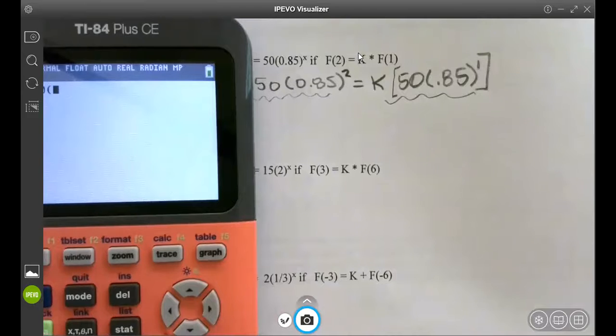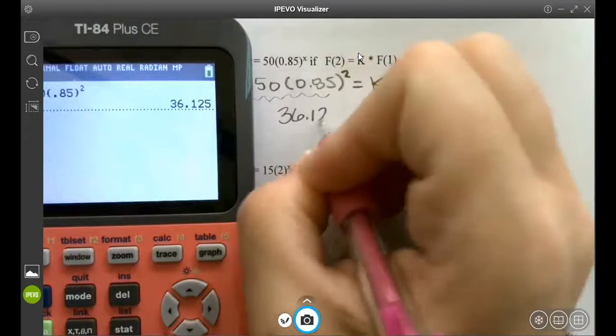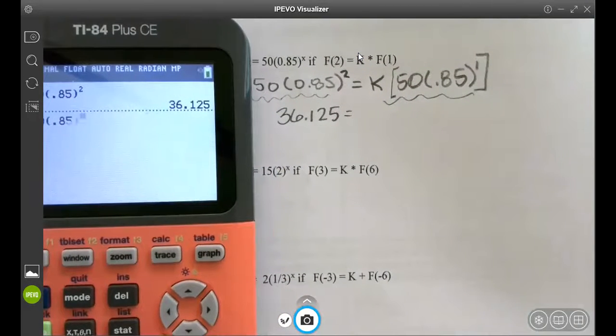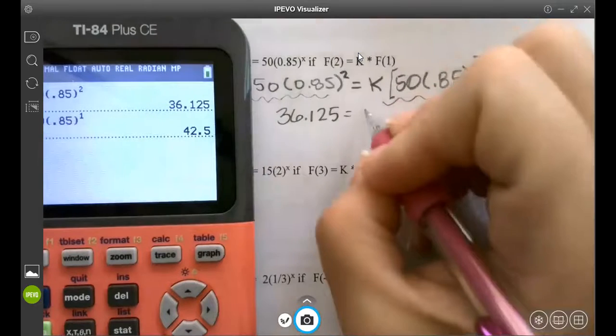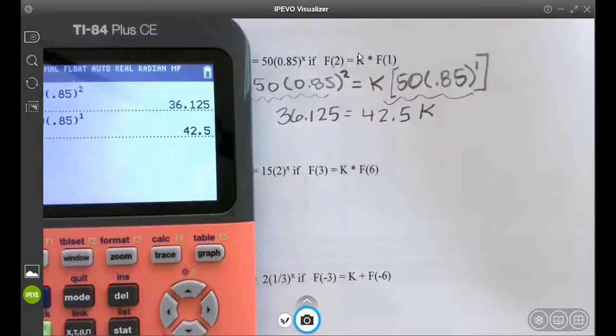So 50 parentheses 0.85 to the second is 36.125. 50 times 0.85 to the 1 is 42.5. And then you throw the k in the back. Now this is an equation we know how to solve. It's just ugly decimals. So what are we trying to solve for in this equation? What's the only letter we have? K. How do you get your k by itself?